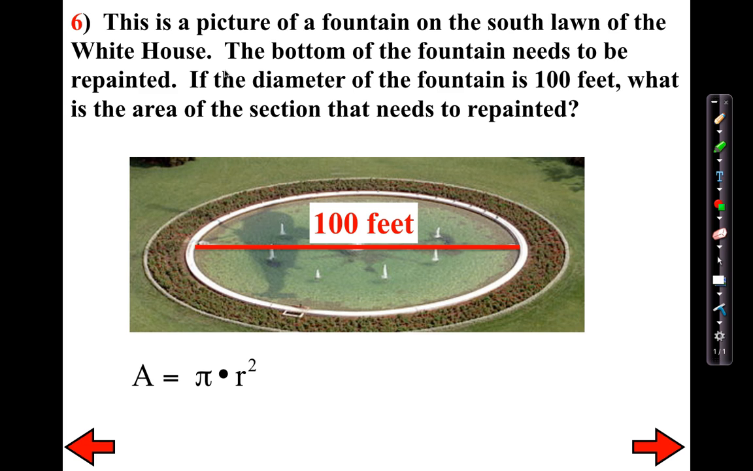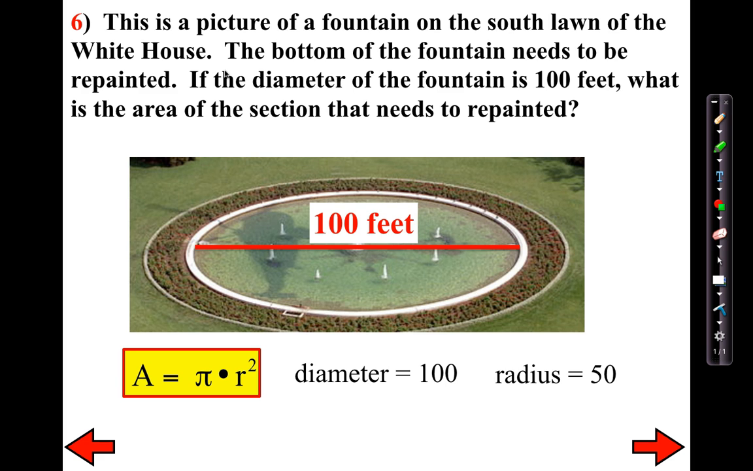Right now they gave us a diameter, so if the diameter is 100, the radius would be half of that, which would make the radius 50. Now that I have that, I could go ahead and plug my value into the formula. So the area is going to be pi times the radius, which is 50, and we're going to square that value. So here we have to do 50 times 50, because that's what 50 squared means.